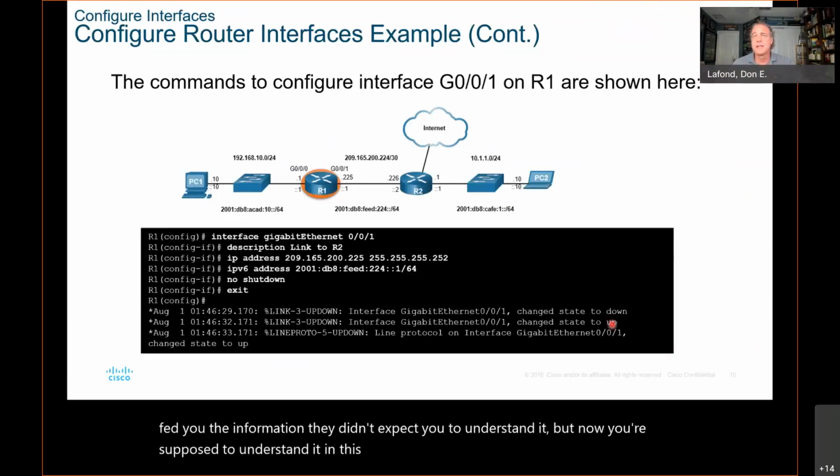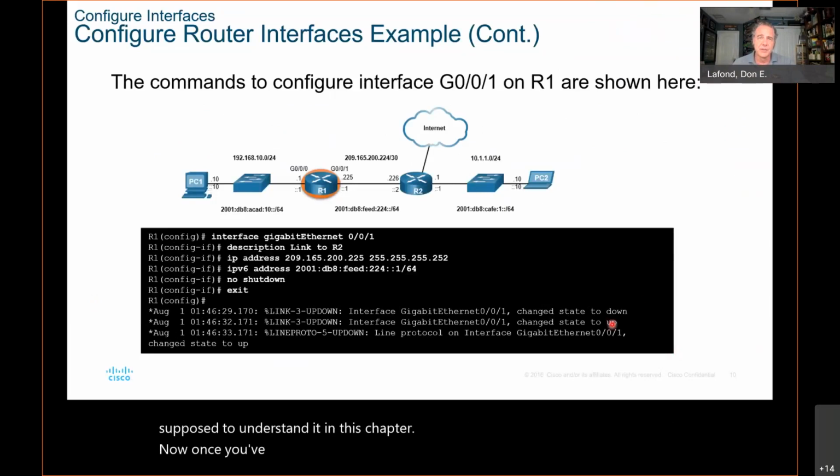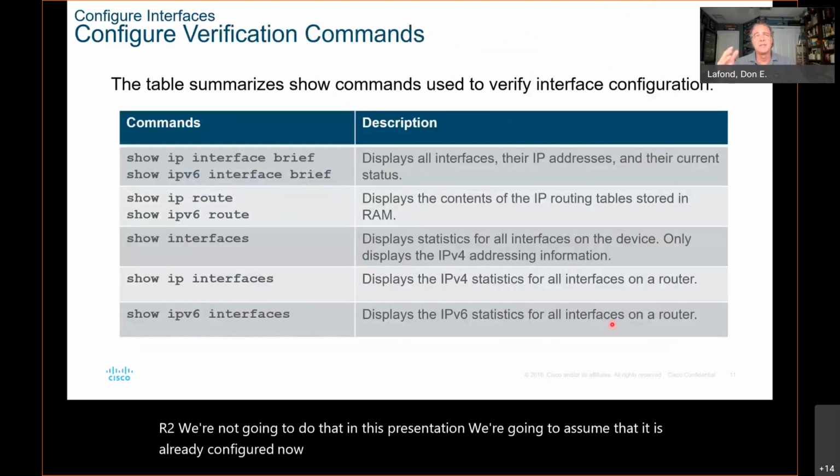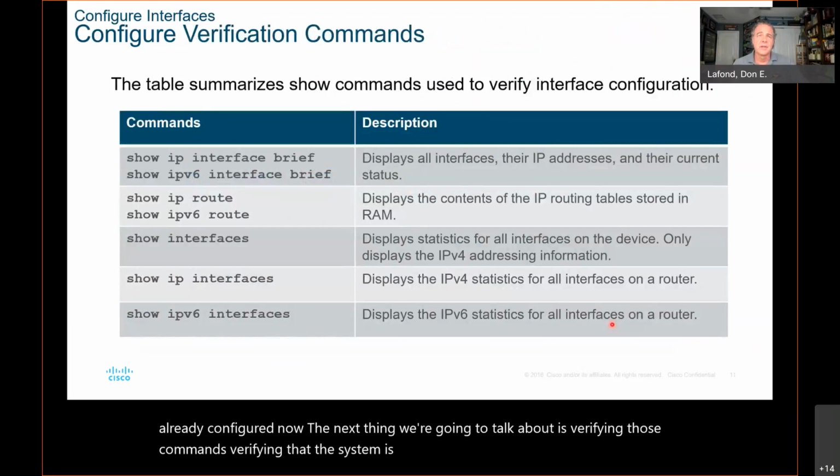Now, once you've configured your router, of course, then you would go and configure R2. We're not going to do that in this presentation. We're going to assume that it is already configured. Now, the next thing we're going to talk about is verifying those commands, verifying that the system is configured properly. So the commands include show ip interface brief or show ipv6 interface brief.